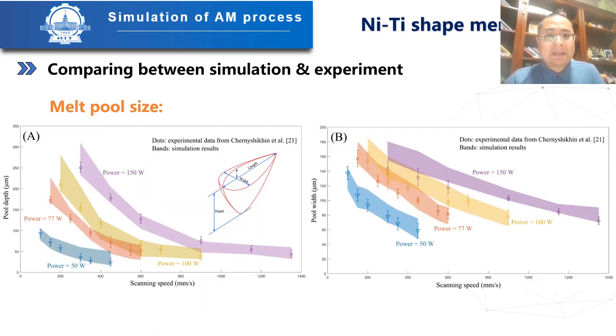In the forthcoming pages, we will delve into our simulation effort involving nickel titanium shape memory alloy. Our initial step involves validating the simulated melt pool against existing experimental data. On this page, we compare melt pool depths and widths against the experimental results with varying laser power and scan speed.